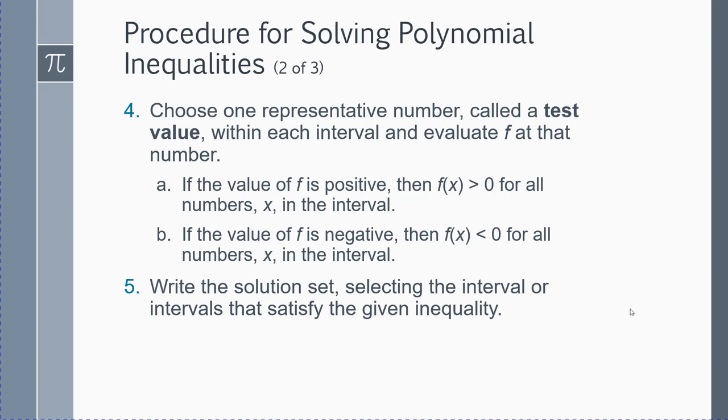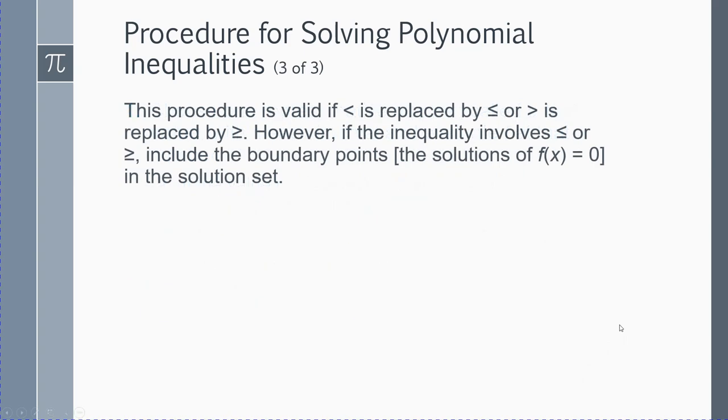And then you're going to write the solution set, selecting the interval or intervals that satisfy the given inequality. I will show you how to do this. It's very, very straightforward. This procedure is valid if less than is replaced by less than or equal to, or greater than is replaced by greater than or equal to. However, if the inequality involves a less than or equal to or a greater than or equal to, you include the boundary points, those solutions to f of x equal to 0, in the solution set.